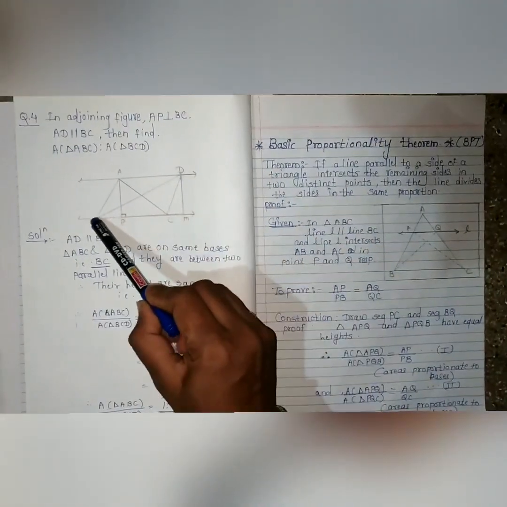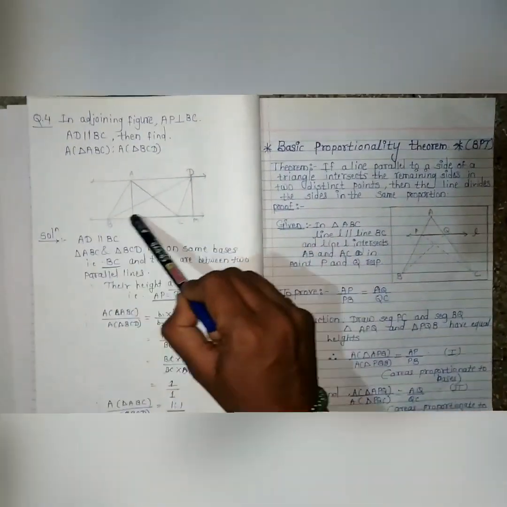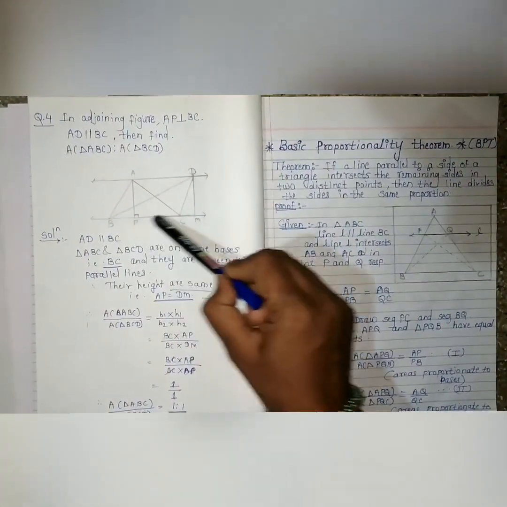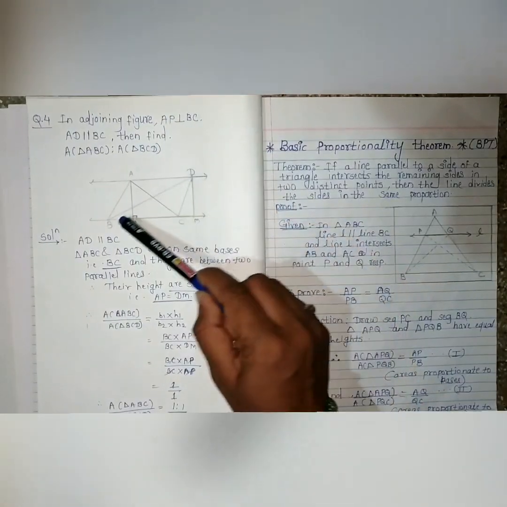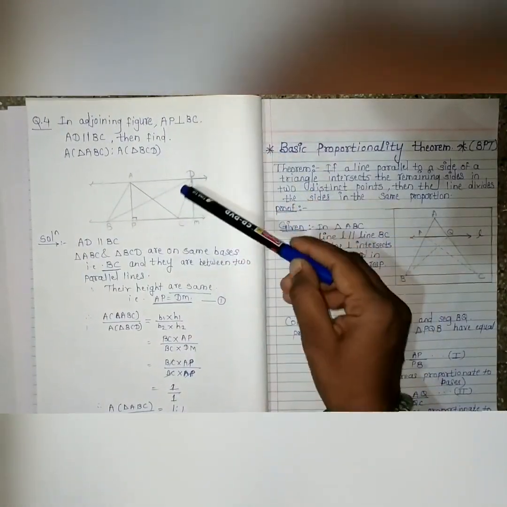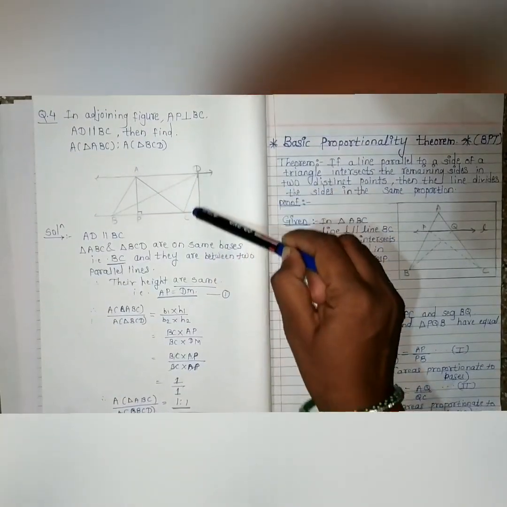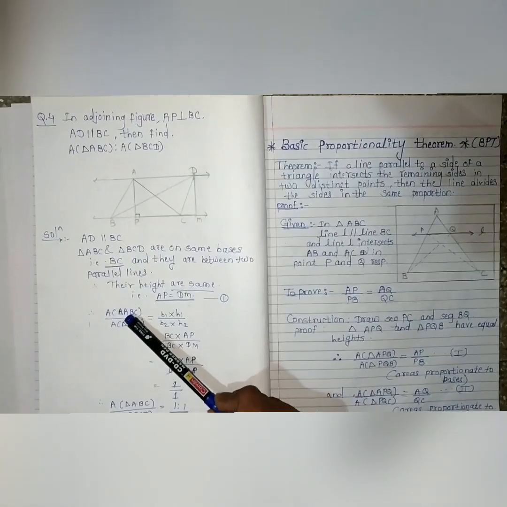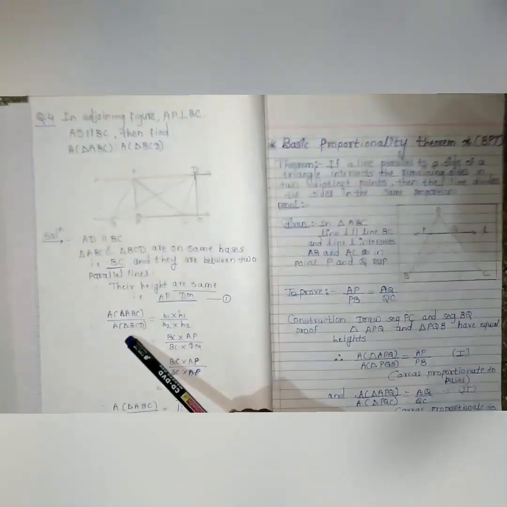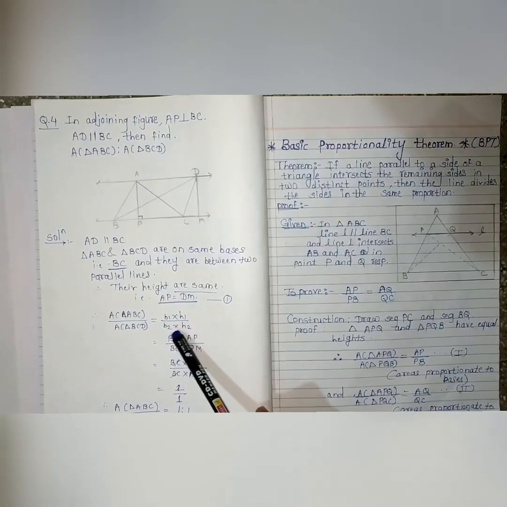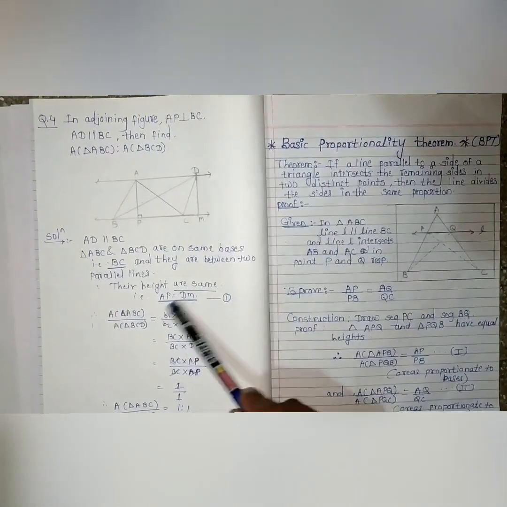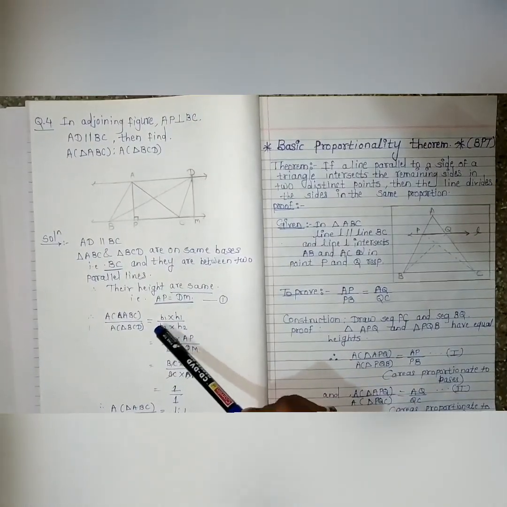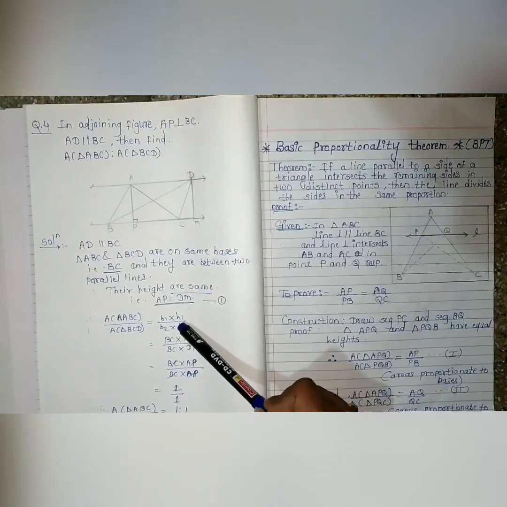And what is the height of triangle BCD? The height of triangle BCD is, draw here a perpendicular, DM perpendicular on BC. Therefore height of triangle BCD is DM, and AP is equal to DM. Therefore, the ratio of areas of triangle ABC and triangle BCD is B1 into H1 upon B2 into H2, by using the statement again. What is the statement? The ratio of areas of two triangles is equal to the product of base and corresponding height.